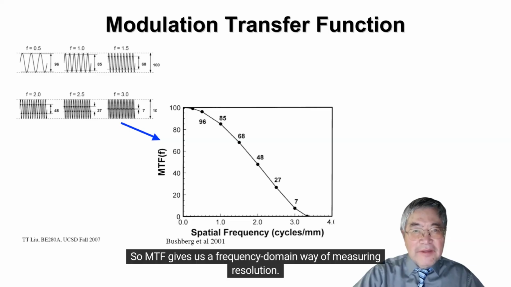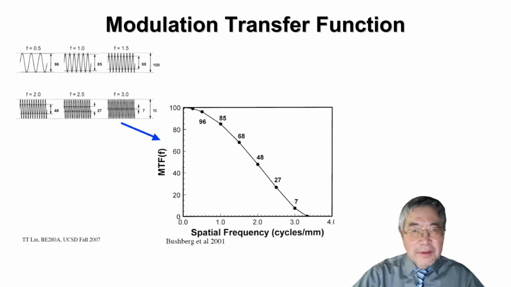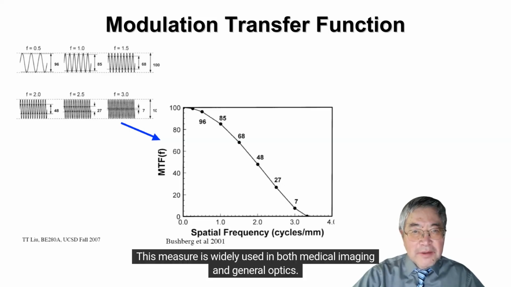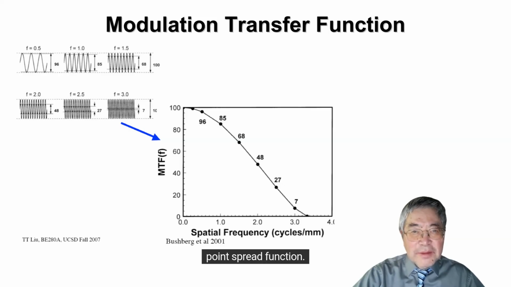So MTF gives us a frequency domain way of measuring resolution. It tells us not just whether 2 points can be separated, but how well the system preserves detail across different scales. This measure is widely used in both medical imaging and general optics. It provides a more complete picture of resolution compared to the single number definition from the point spread function.